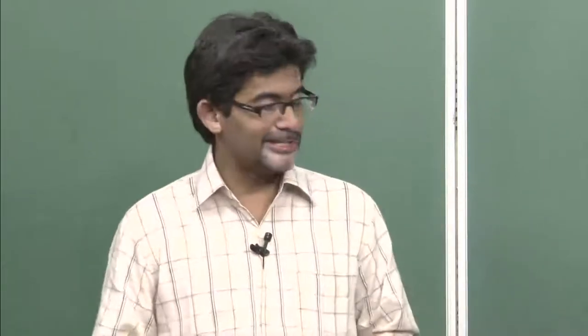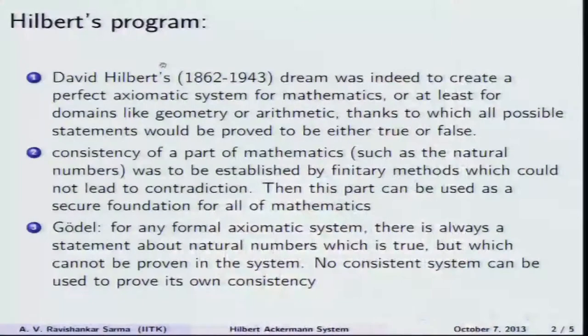Hilbert is famous for his different challenges, which are called Hilbert's problems. We will not be talking about all the problems, but we are presenting the axiomatic system proposed by Hilbert and Ackermann. Hilbert's main interest was axiomatizing geometry. He lived from 1862 to 1943.